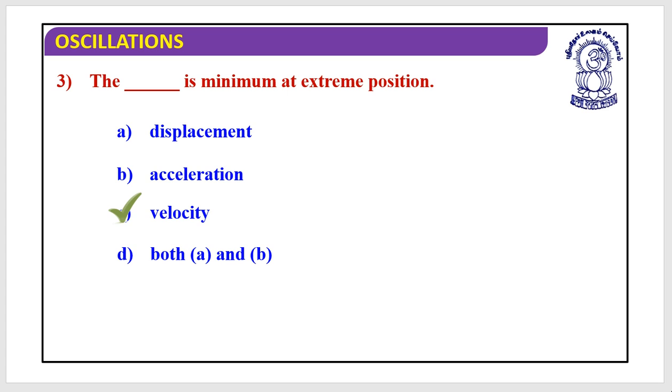Next, the blank is minimum at extreme position. Yes, velocity is minimum, because as we have seen in the previous slide, it is a function of sine, and a function of sine is minimum at the extreme position. I hope this is clear. Do you understand this?